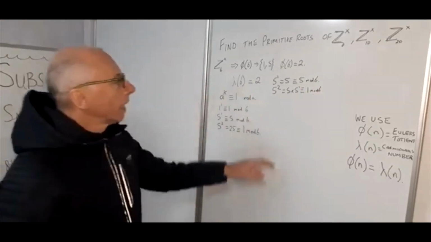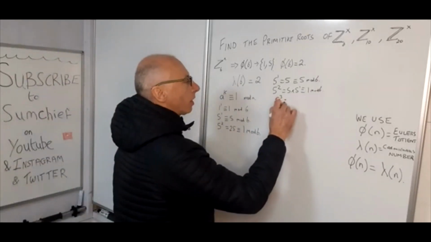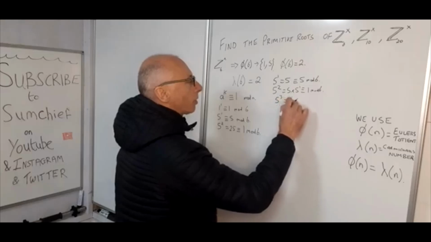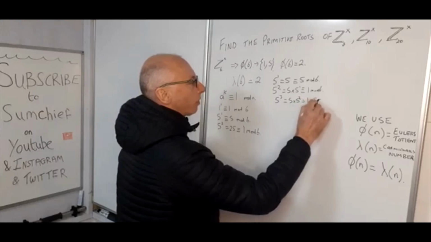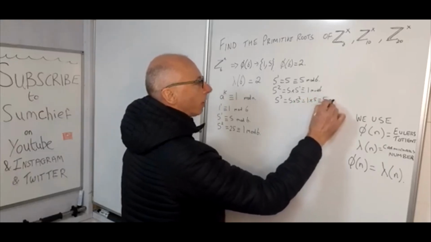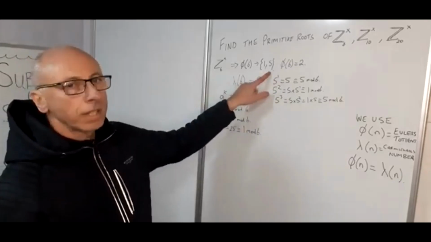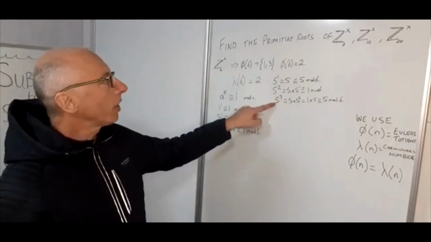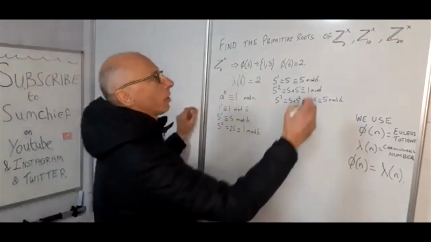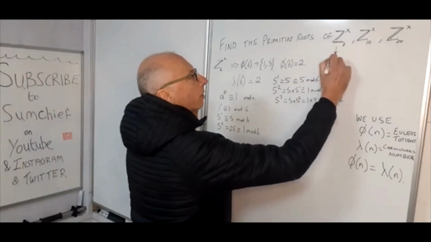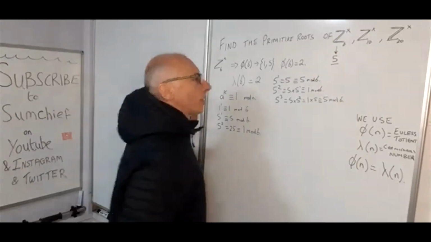So if we go again, 5 cubed equals 5 times 5 squared, which equals 1 times 5, which is congruent with 5 mod 6. So this will keep generating this set here. So we're pretty confident that 5 here is going to be our primitive root for this set. So I'm just going to write down here, primitive root of this one is going to be 5. So that takes care of that.